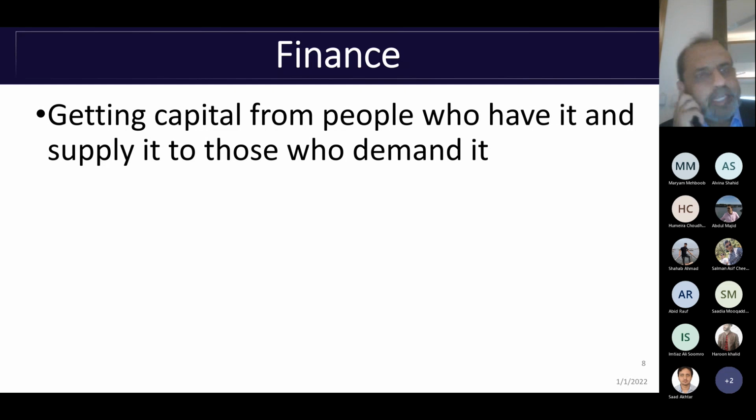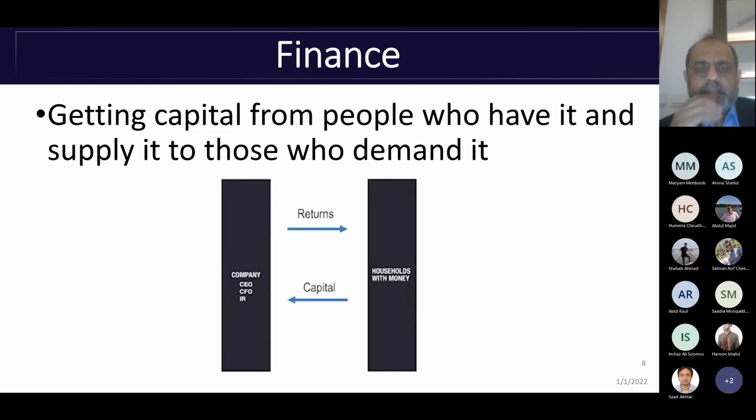finance can be defined as the capital going from the people who have it to the people who demand it or who need it. So it's just movement of money, capital from one group of people to another group of people, that is called finance. And in this movement, both of them get something. The people who have the capital get good returns on it. And the people who don't have it but need it can grow their businesses using the money from other people.